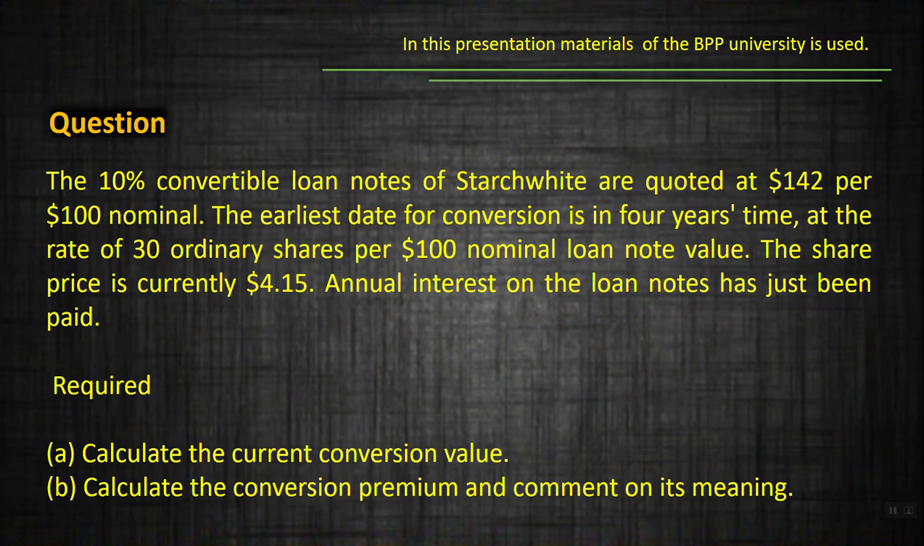Here is an example question. The 10% convertible loan notes of Star White are quoted at $142 per $100 nominal. The earliest date for conversion is in 4 years' time at the rate of 30 ordinary shares per $100 nominal loan note value. The share price is currently $4.15. Annual interest on the loan notes has just been paid. Required: calculate the current conversion value, and second, calculate the conversion premium and comment on its meaning.